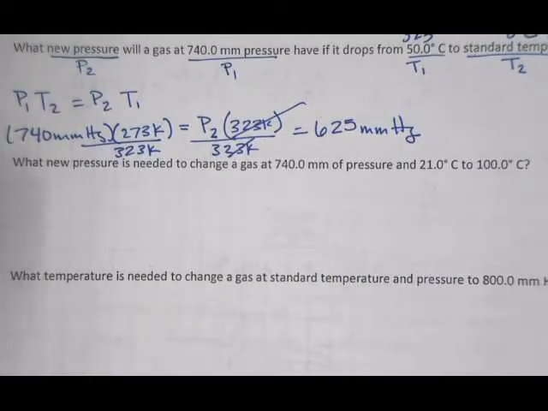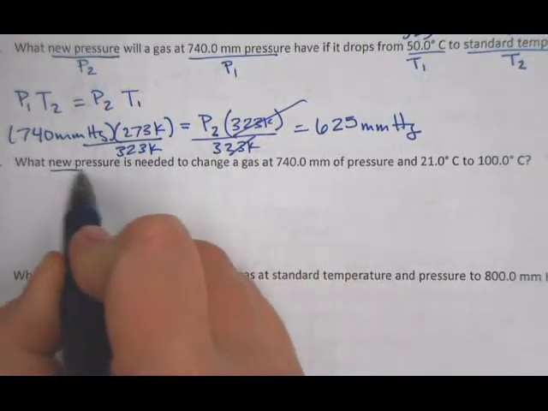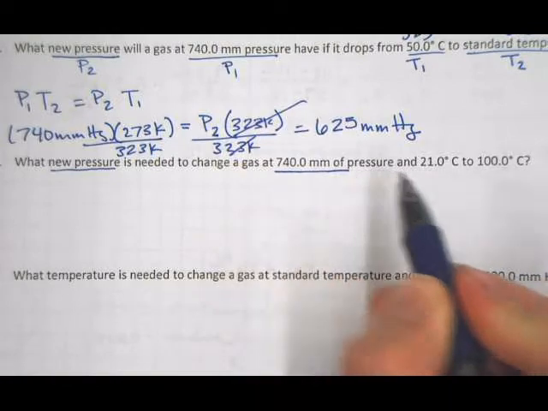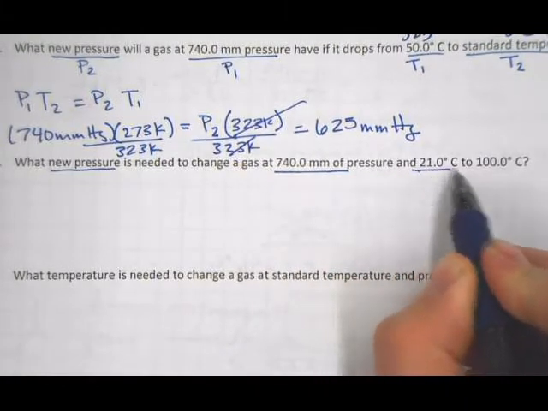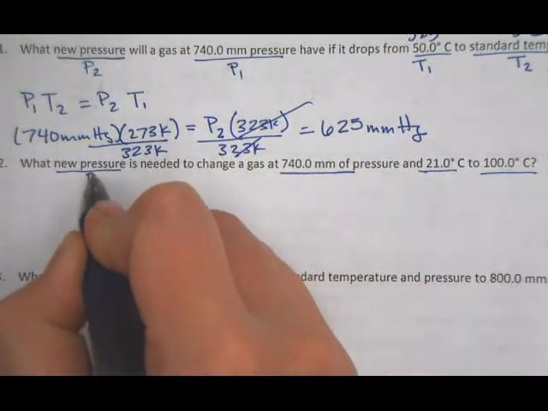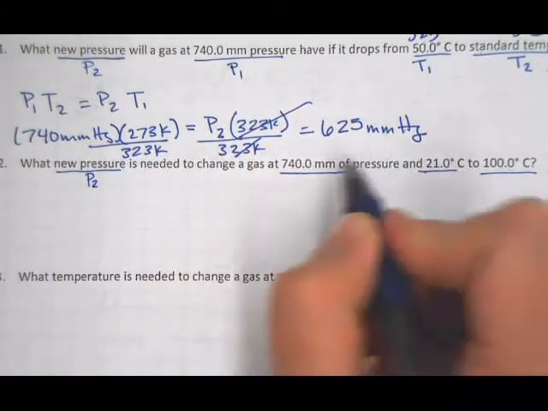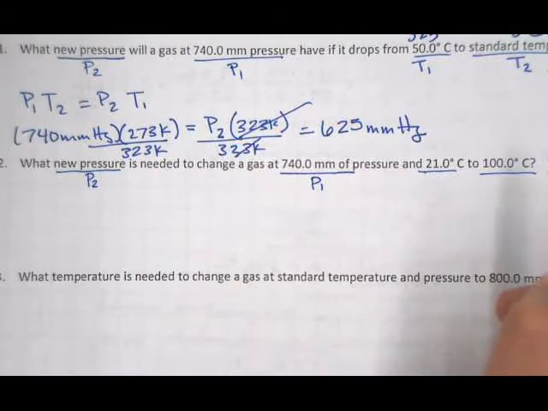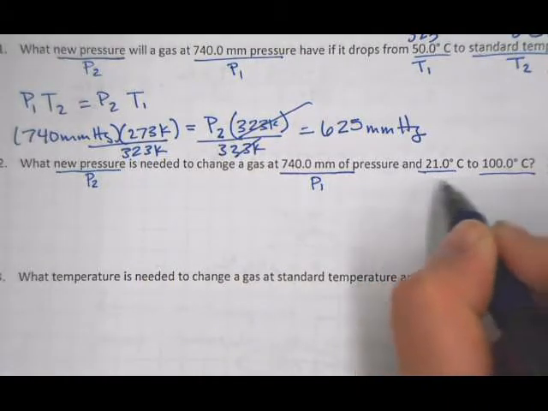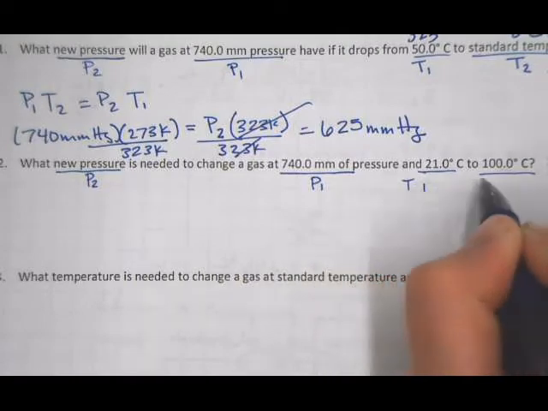Okay, the question says, what new pressure is needed to change a gas that's at 740 millimeters of pressure and 21 degrees Celsius to 100 degrees Celsius? So I'm looking for a new pressure, that's my P2, and it's at this initial pressure of 740. It's going from 21 to 100, so it's going up. So this is T1 and this is T2.